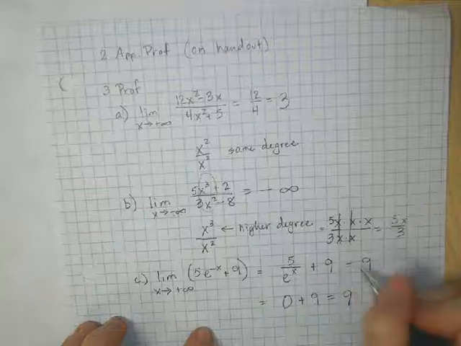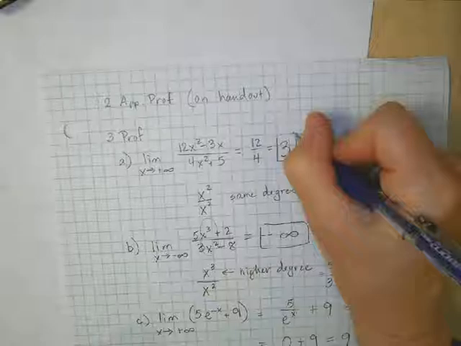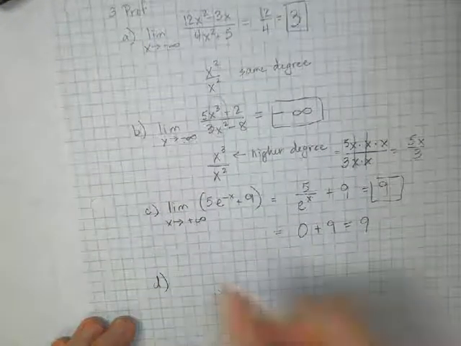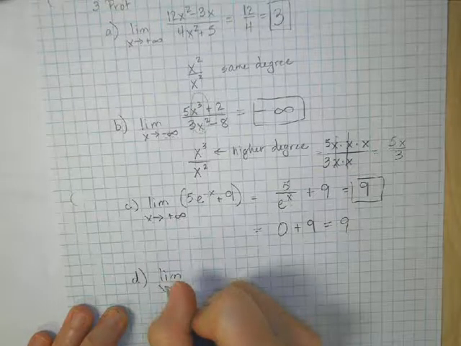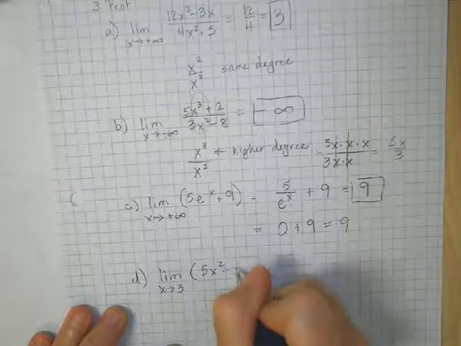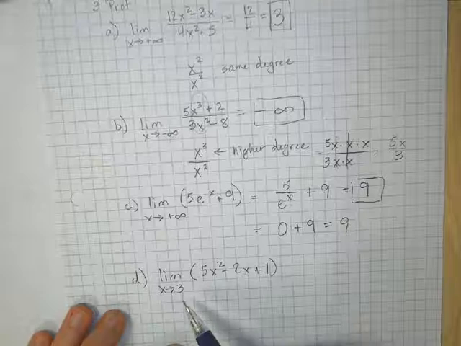Okay, let me box my answers here because I'm getting kind of crazy showing all my work all over the place. Okay, and the last one on this level, letter D: the limit as x approaches 3 of 5x squared minus 2x plus 1. So, oh look, they gave me a number. I don't even have to think that hard.